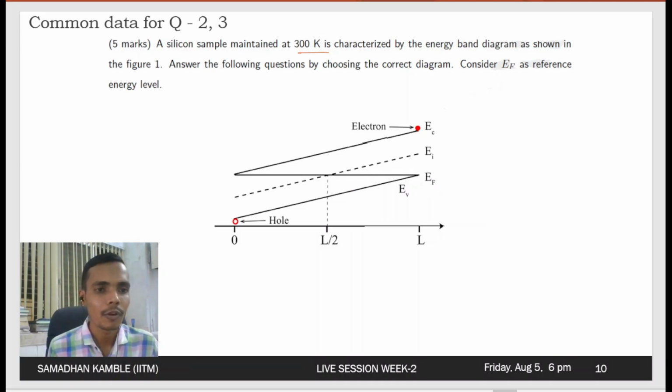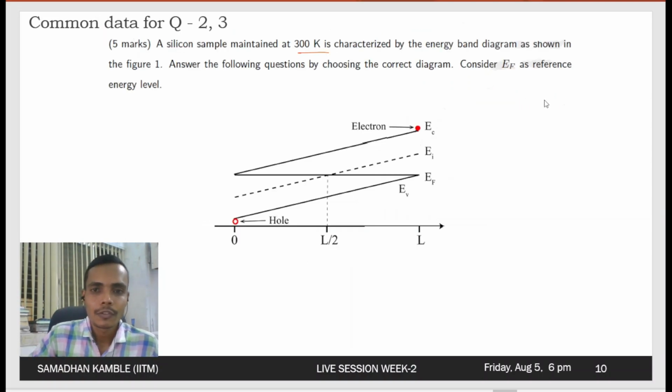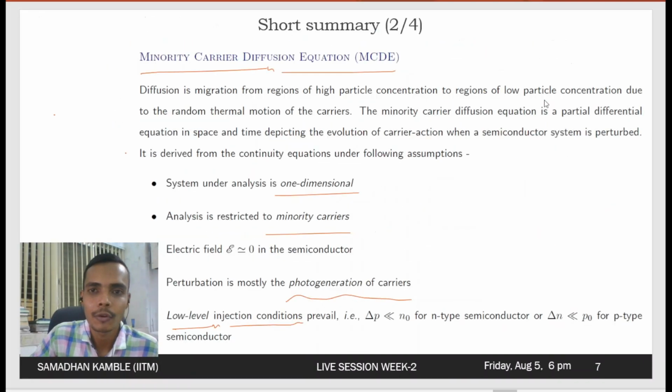Let us move to problem 2. It is asking that, referring to figure 1, sketch the electric field inside the silicon semiconductor as a function of x, that is the distance. So what is asked is the electric field versus the distance x, given this band diagram. For this, we can simply go to our summary page where we have written an important equation.